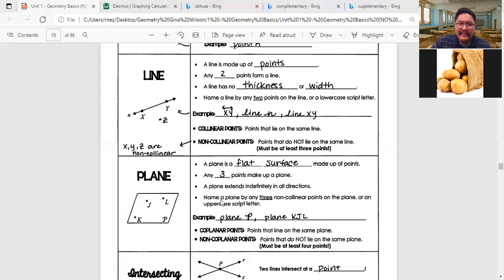Anyway, name a plane by any 3 non-collinear points on the plane, or the uppercase script letter. So plane P, which is not marked, and then you also have the points that make it up, plane KJL.